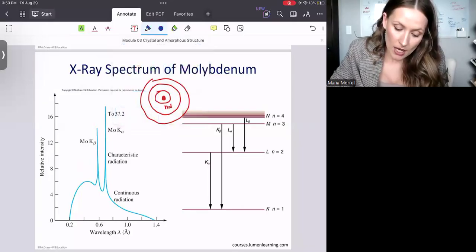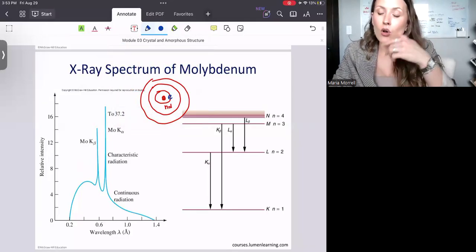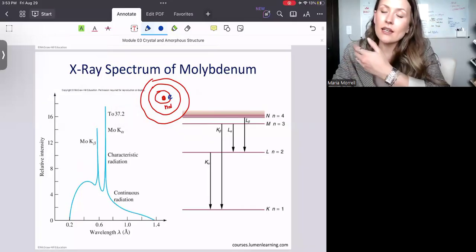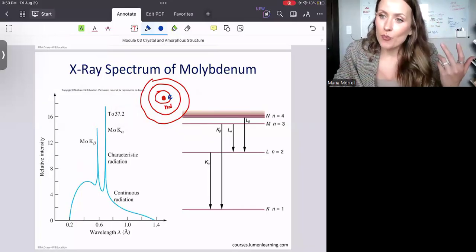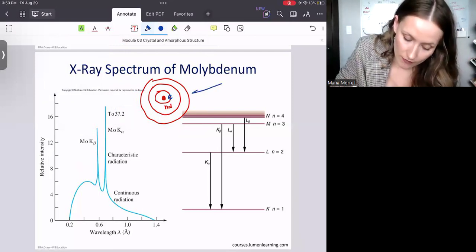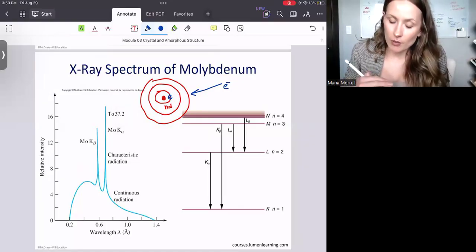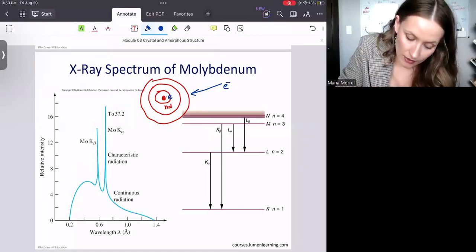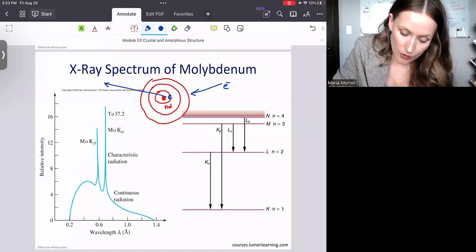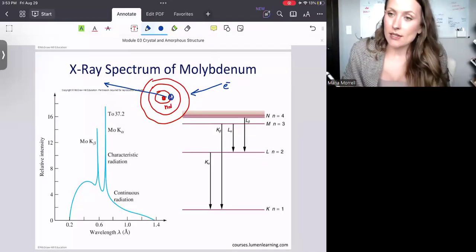But what happens is that if I have an electron right here, and now all of a sudden it's getting knocked out by the electrons that bombard my material. So I have this beam of electrons that is accelerated toward my material. Now this little guy gets kicked out. So that means it's gone.